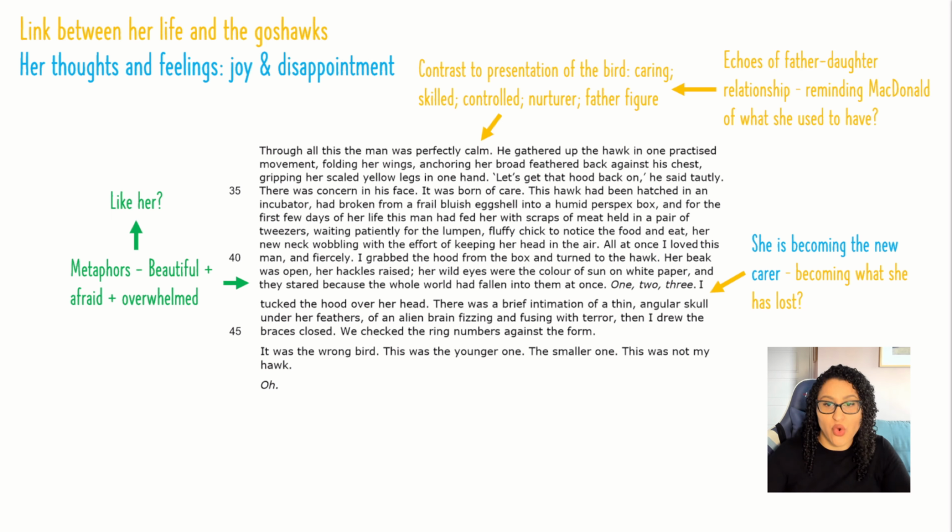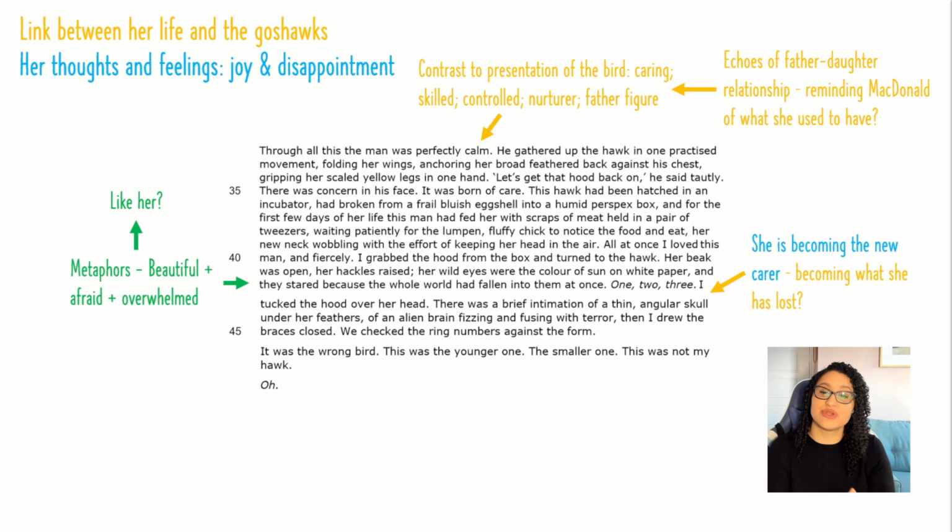And also the thin, more connotations there of like vulnerability too. But all of that is happening in between her closing the hood. I drew the braces closed. So she is protecting our bird now against that terror and fear that it is feeling. What happens next though is our disappointment comes in. We check the ring numbers against the form. It was the wrong bird. This was the younger one, the smaller one. This was not my hawk.